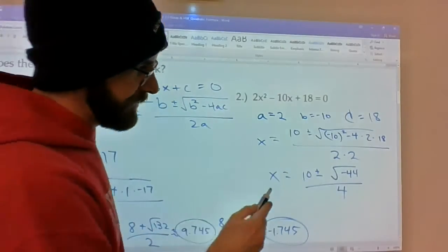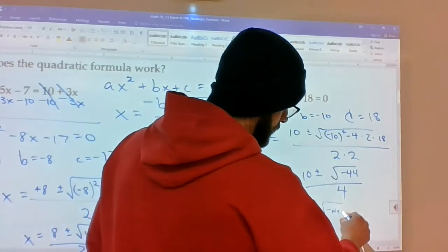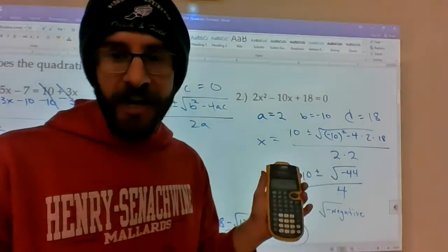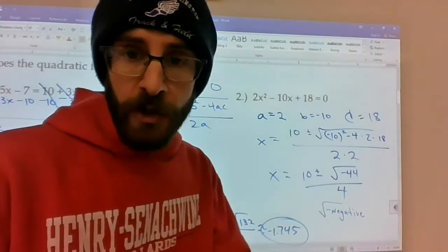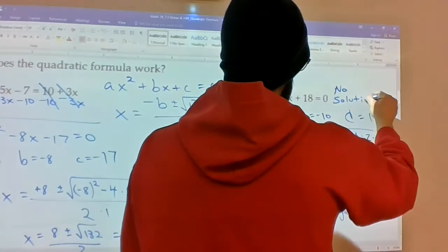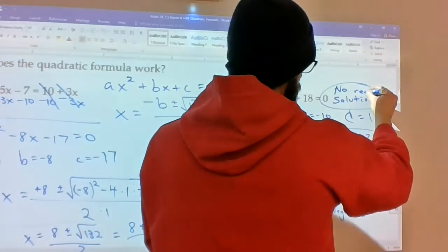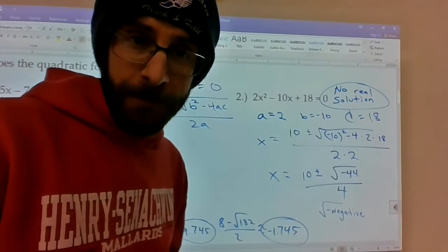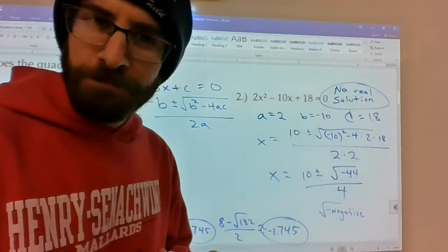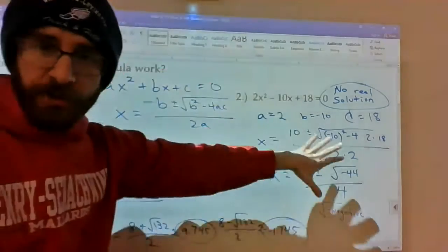So if you see something like this, the square root of a negative number, I'm going to advise you guys at this point to say there is no real solution. You can say no solution, but technically it's no real solution. You will see why in the next chapter, because we'll be talking about complex numbers. But let's not deal with that right now.